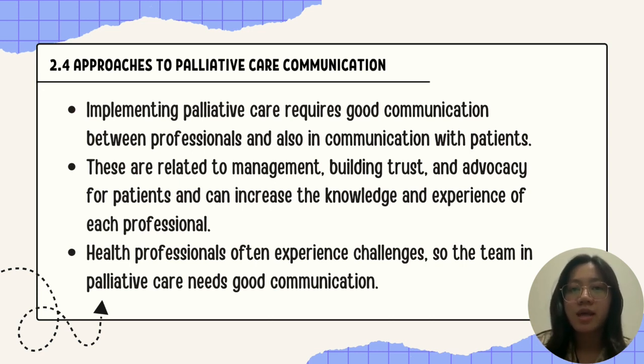uncertain questions. Apart from that, sometimes patients also prefer certain team members over others. Therefore, the team in palliative care needs good communication so that patients can accept each different characteristic.